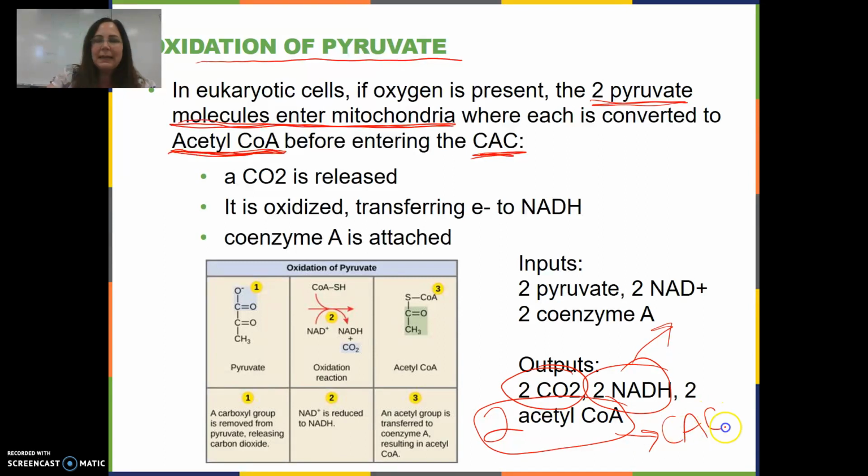Now, one last thing I want to mention is that the pyruvate molecules contain 3 carbons each. Pyruvate is a 3-carbon molecule. Acetyl-CoA has lost one of those carbons.